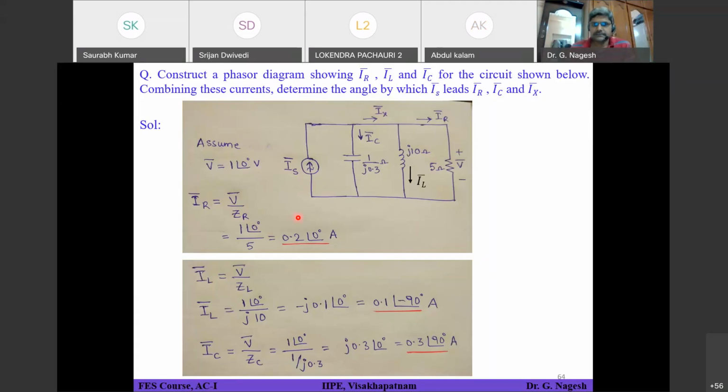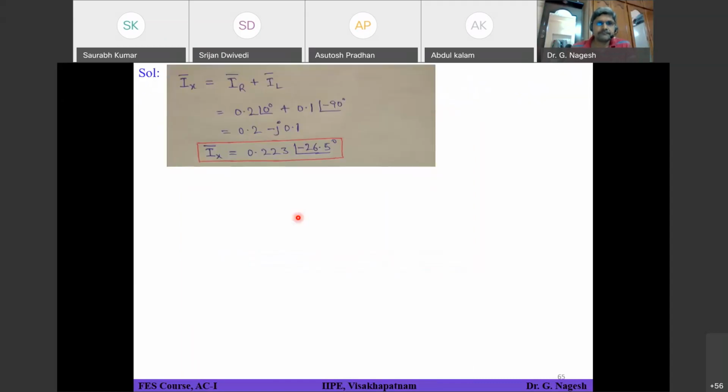Then we can plot the phasor diagram for all these variables. So IX is equal to 0.223 at an angle of minus 26.5 degrees. So that is fine.